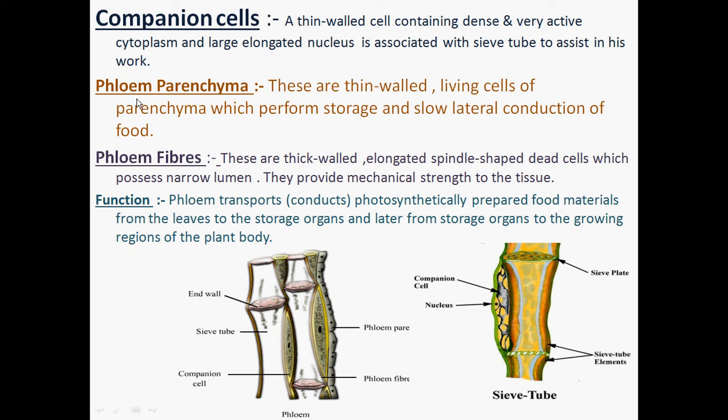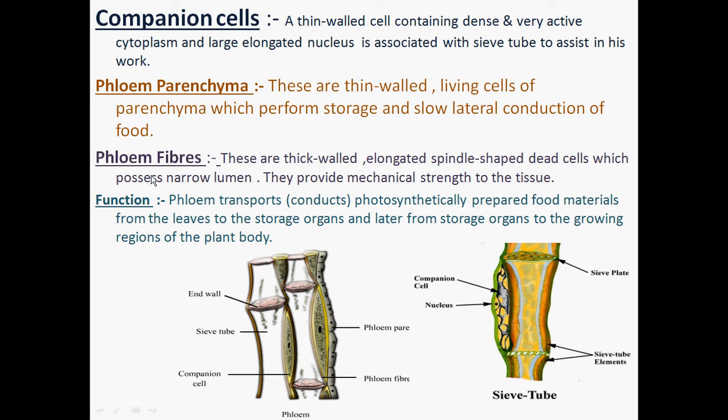And finally, there are two other cells that are known as phloem parenchyma and phloem fibers. So these are the thin-walled living cells of parenchyma. So the phloem parenchyma is here. You can see in this figure, it is marked here. Okay. So this is the phloem parenchyma, which is a thin-walled living cell which stores the food or starch and helps the slow lateral conduction of the food in the particular plant.